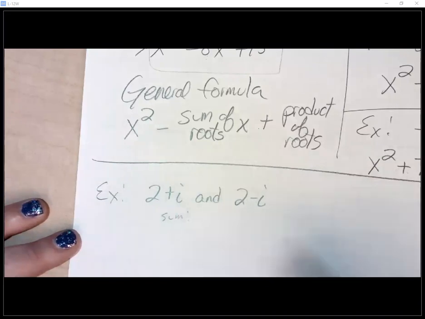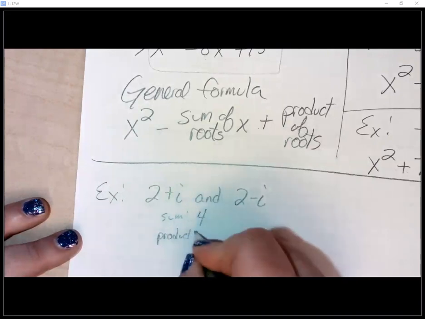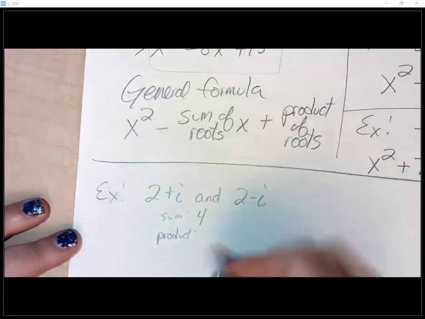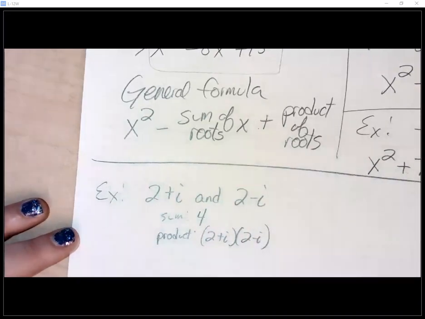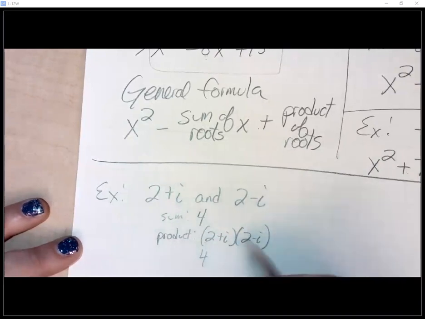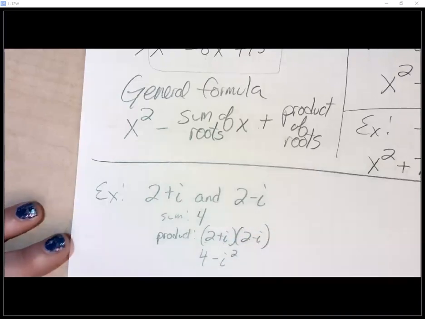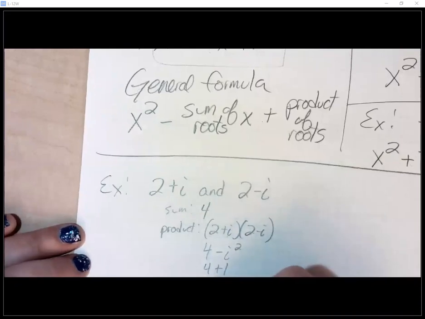So the sum is just 4, and then the product, you multiply these two things together. So I'm doing 2 plus i times 2 minus i. So take a second and figure out what that product is. So I'd get 4 minus 2i plus 2i cancels each other out. And then the last plus i times negative i is a negative i squared. But what is i squared really? -1. So minus -1 turns into 4 plus 1. The product is actually 5.